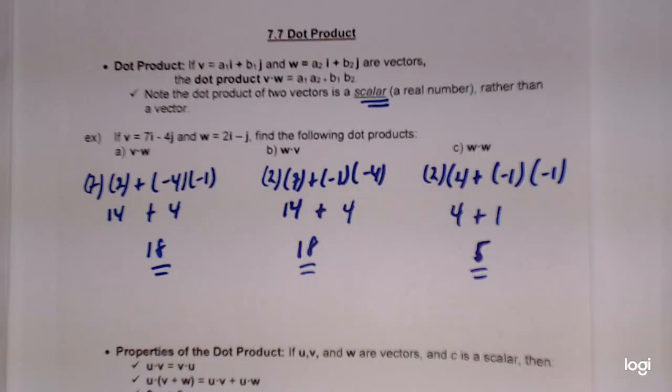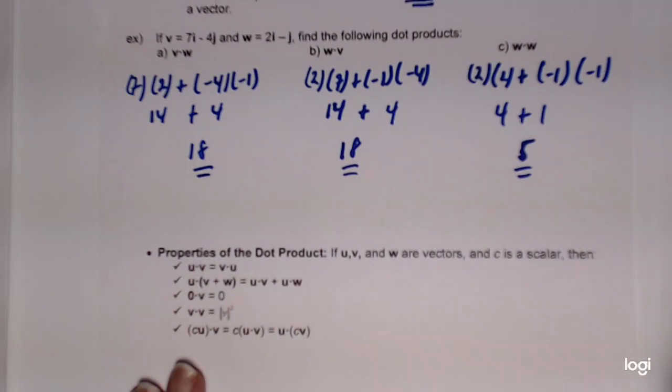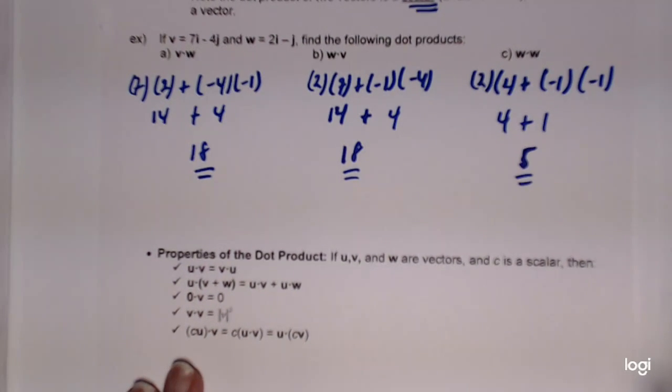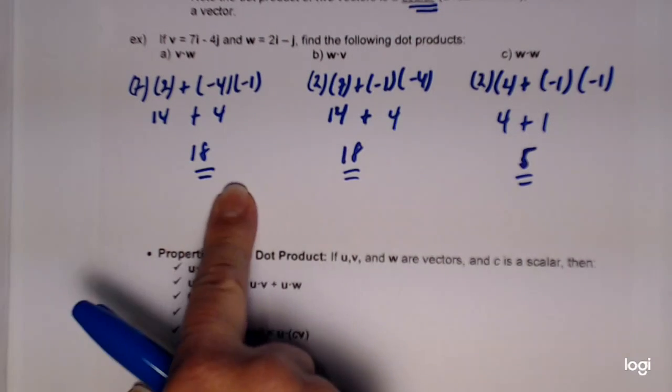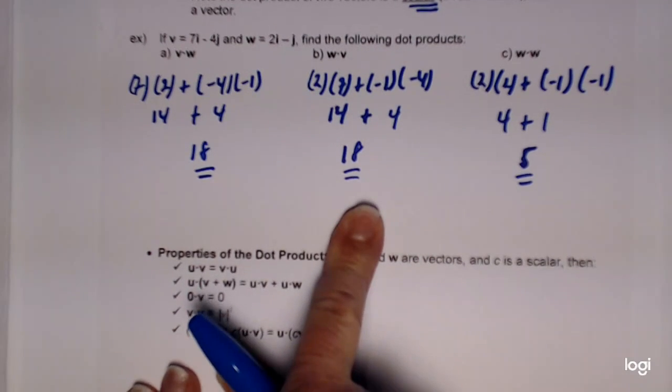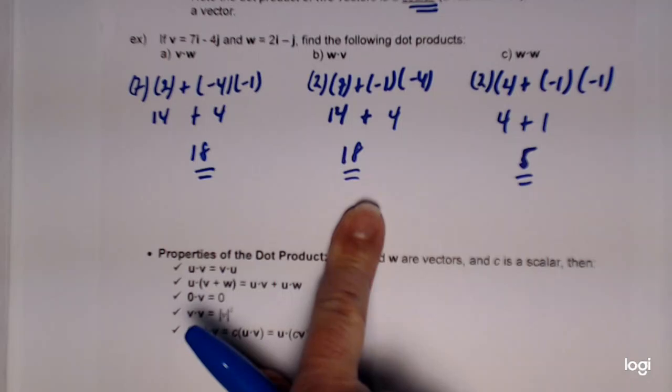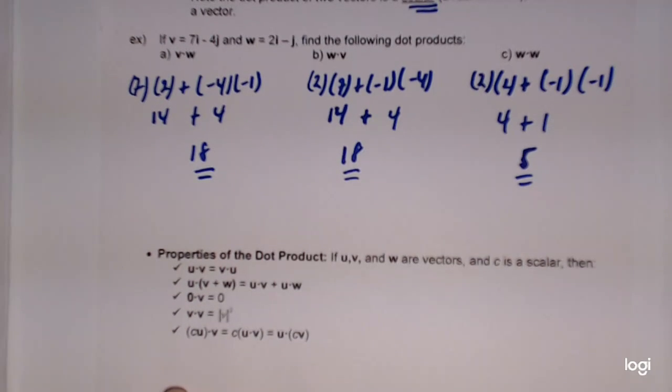Let's take a look at, I know you can read these, but let's just take a quick look at some of the properties of the dot product. If you have two vectors, u and v, the dot product u dot v is equal to v dot u. So you could see that in this example above. If you have two vectors, you'll get the same dot product regardless of the order of the vectors.